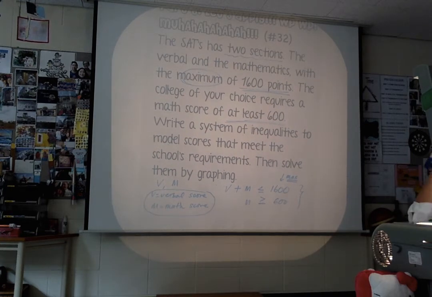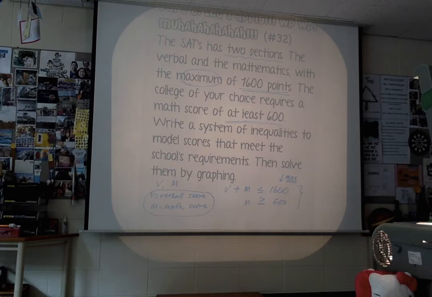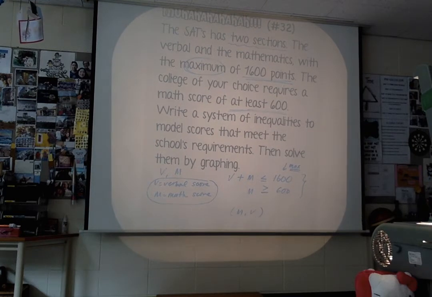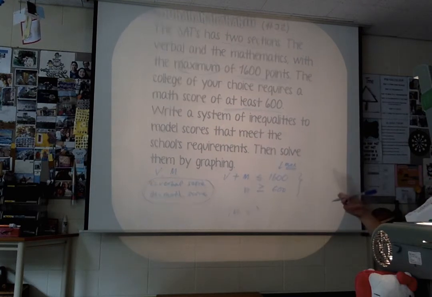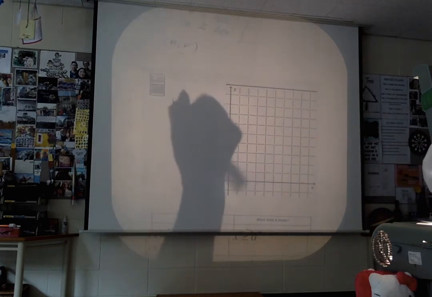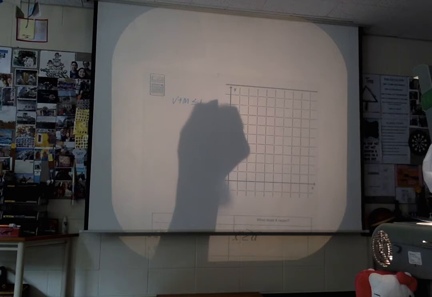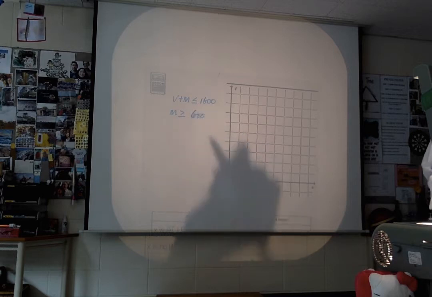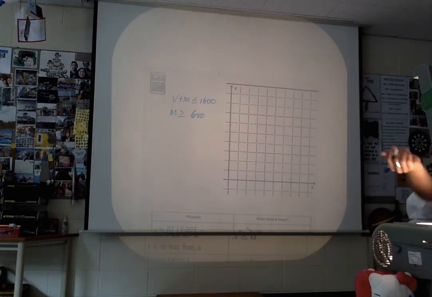But now in this case, I know what you're thinking. Like, which one do I graph where, right? It doesn't really matter, but let's just go in alphabetical order. So we'll make it M, V. I'm going to rewrite the inequalities here. V plus M has to be less than or equal to 1,600. Okay? And I'm going to say math is greater than or equal to 600.